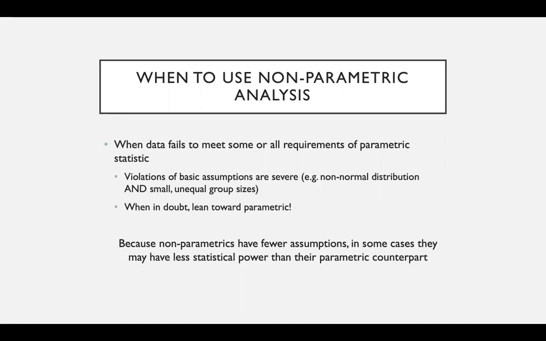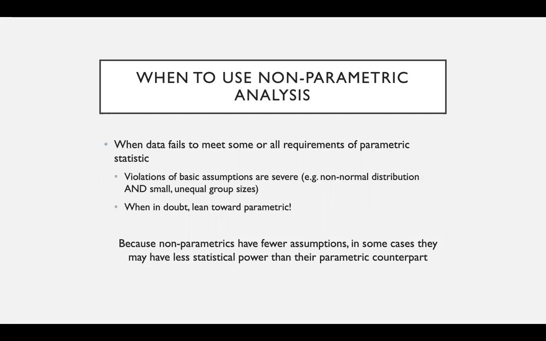So when do we use these non-parametric tests? When our data fails to meet some or all requirements of parametric statistics. However, when in doubt, you should typically lean towards parametric. We need the violations of these assumptions of parametric tests to be severe. For example, we have a non-normal distribution and very small, unequal group sizes.